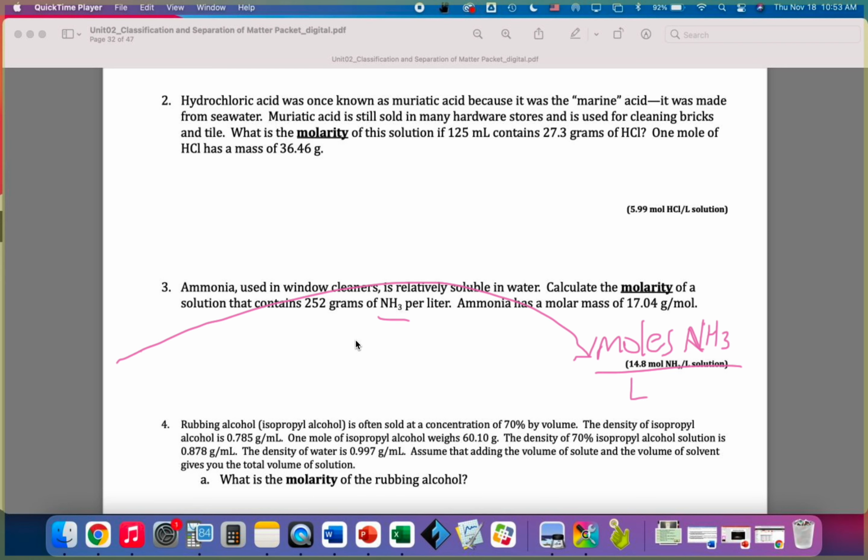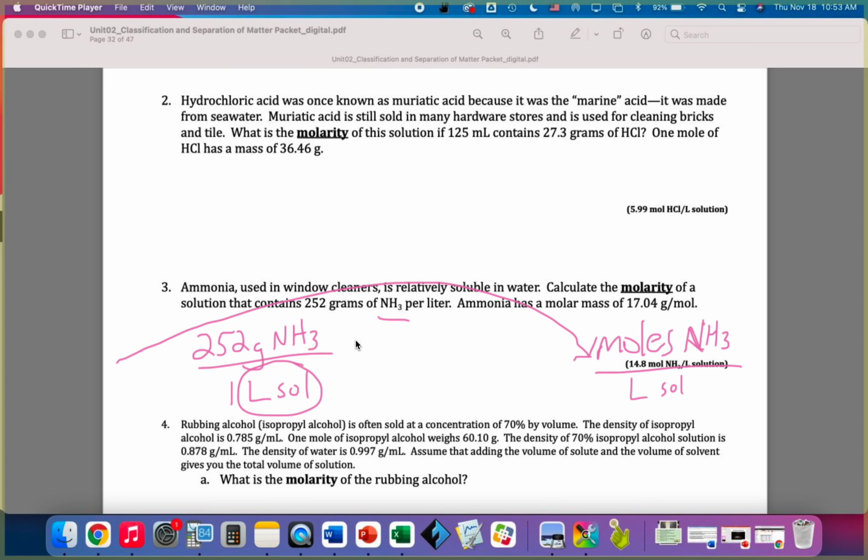And liters of solution on the bottom. So what do we know about NH3? Well, it contains 252 grams, so we can put that on top: 252 grams of NH3. And do we know how much solution that has? Well, it is per 1 liter. Well, that's nice because we need a liter of solution on the bottom. So we're even closer to being done with this problem.